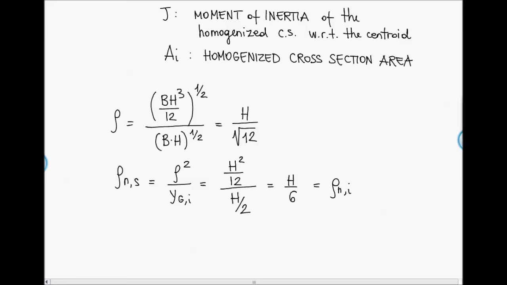So basically, in order to establish if we are in the situation of high load eccentricity or in the situation of small load eccentricity, we have to compare the load eccentricity with the dimensions ρns and ρni of the central core of inertia for the cross-section we are considering.